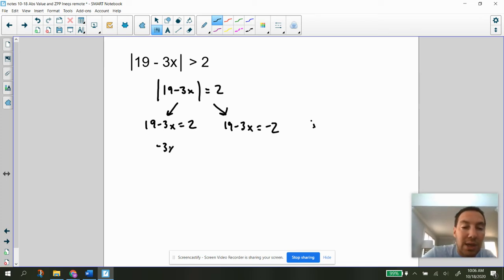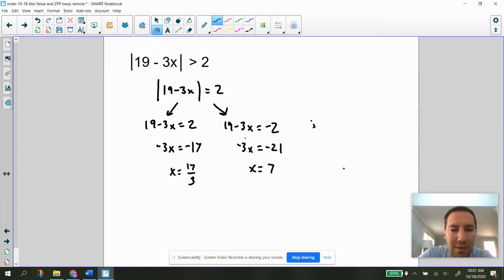So we get negative 3x, subtract 19, is negative 17. So x is going to be 17 thirds. Wow. This one, subtract 19, you get negative 21. This one's a little nicer. x equals 7. It makes me nervous that they both were positive. Did I do that right? Negative, negative, minus 19. Yep, we're good. Throw those on a number line. So we've got 7. And we've got 17 thirds, which, if you're wondering what that is, that's like 5 2/3.